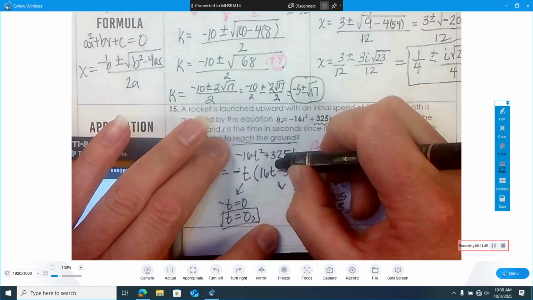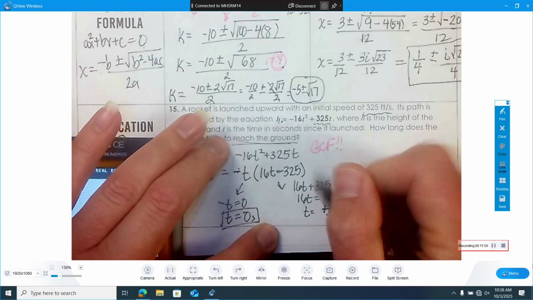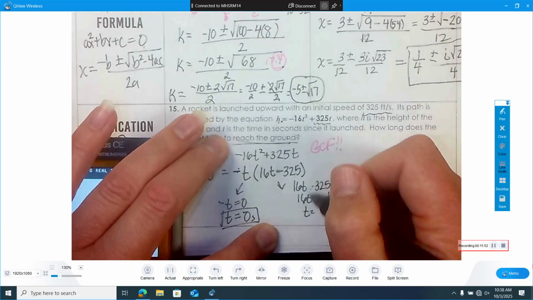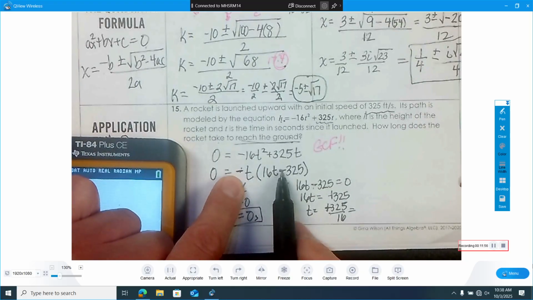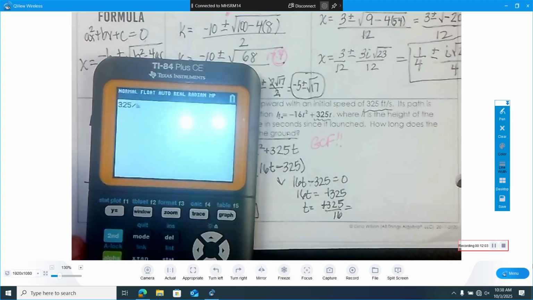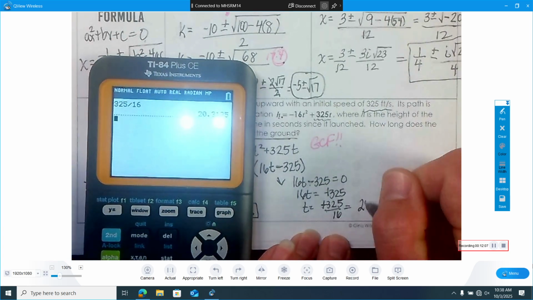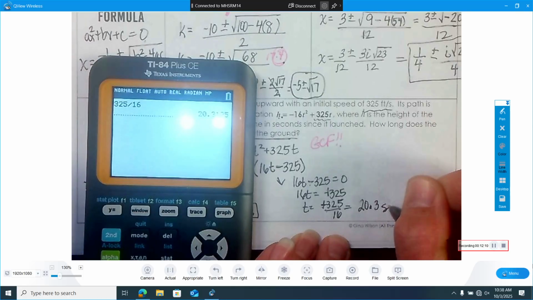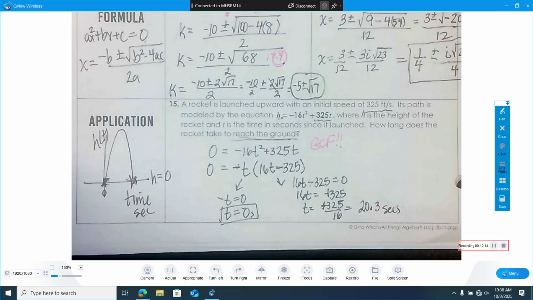Oh, I didn't change my sign. That's why. That's wrong. That should be positive. There we go. I made a mistake. If I factor out my negative, my sign is going to change. Negative t times negative 325 gets me that positive. I was like, that doesn't make sense. 325 divided by 16 gives me 20.3-ish seconds where it lands. 20 seconds of airtime is pretty good.